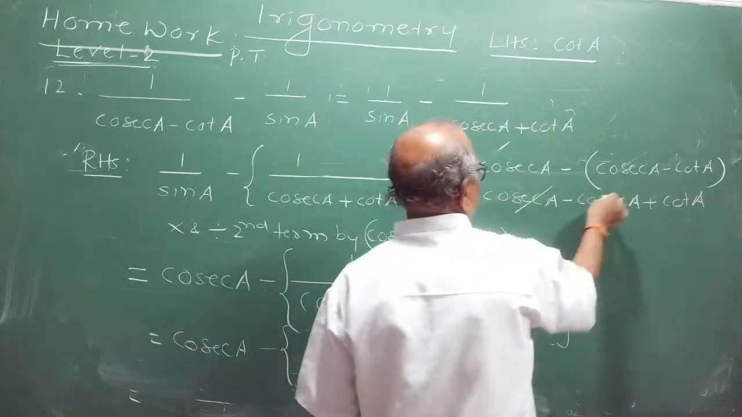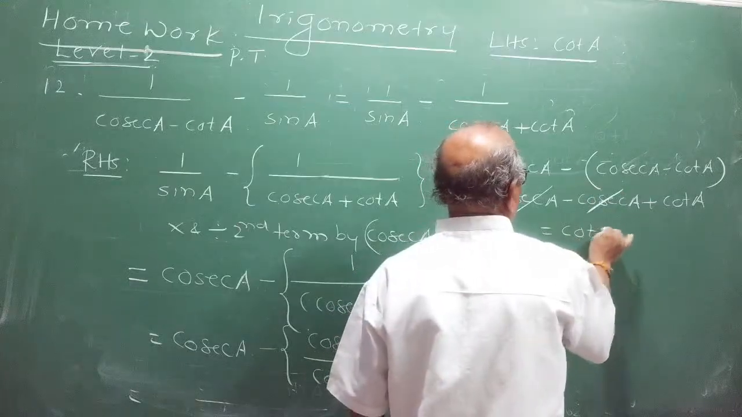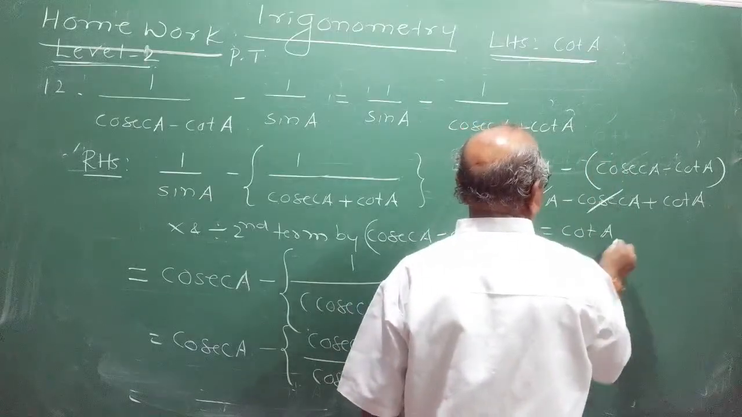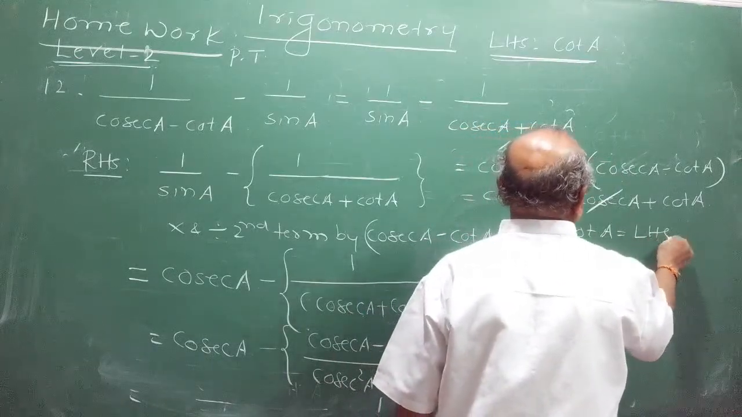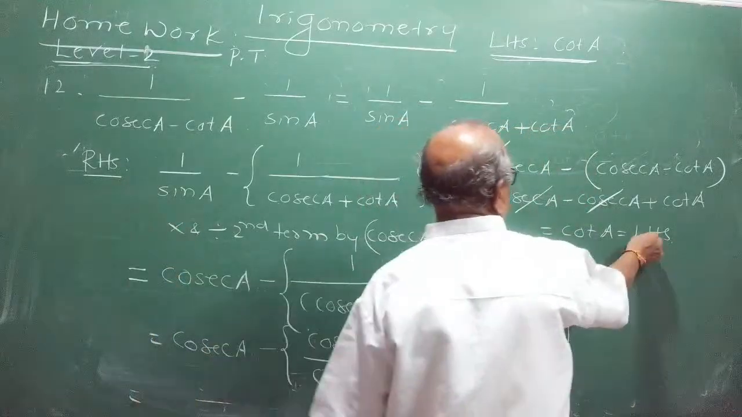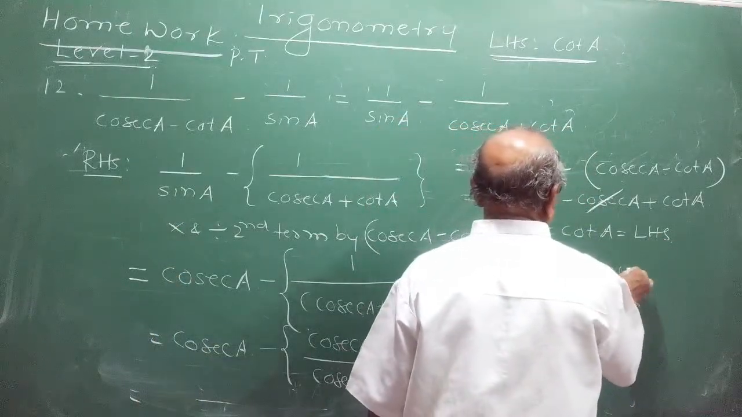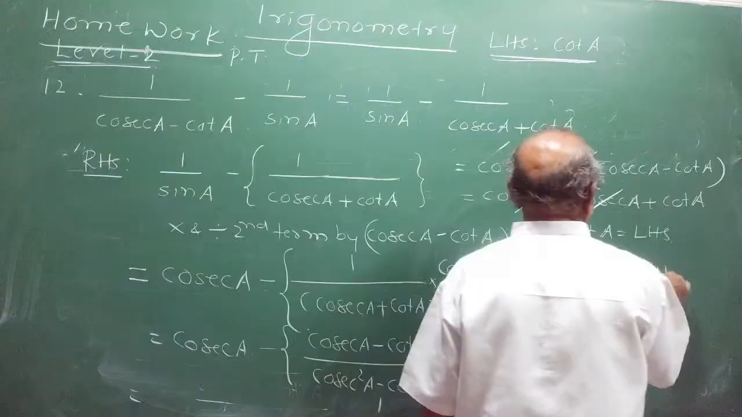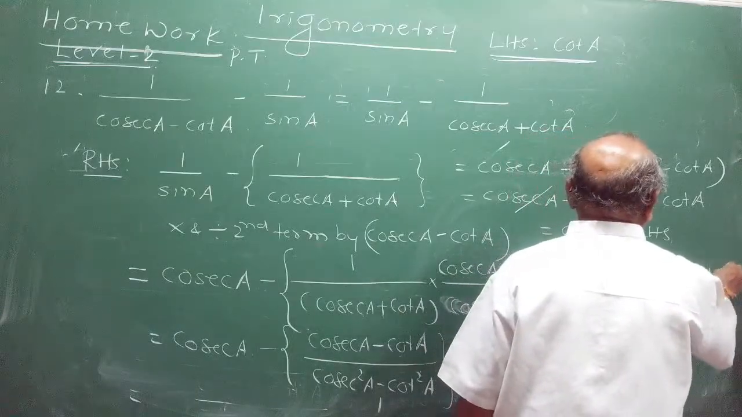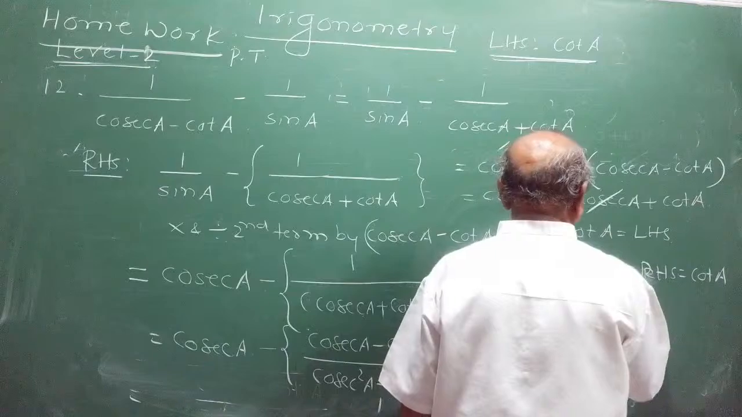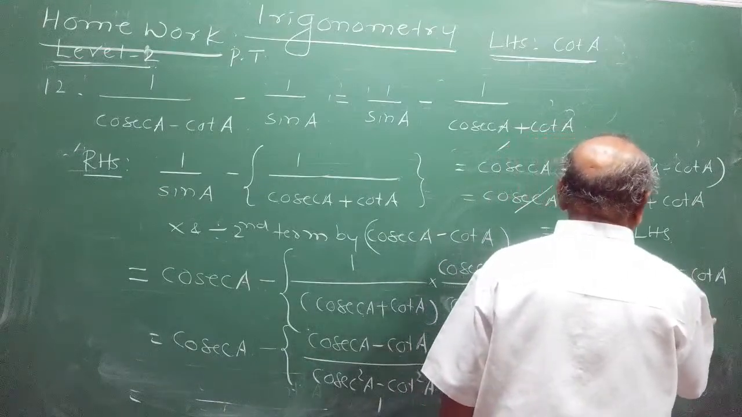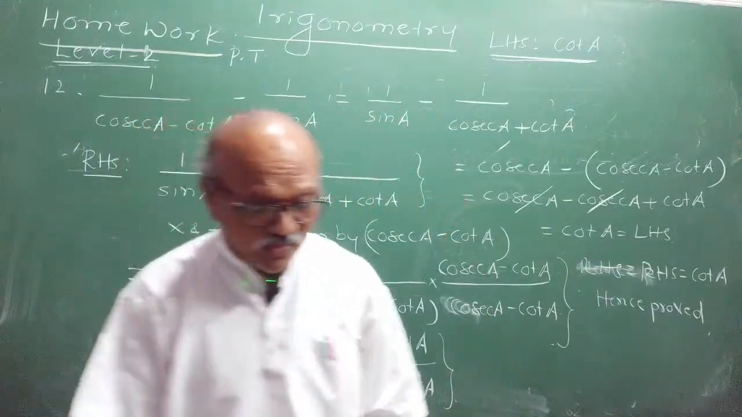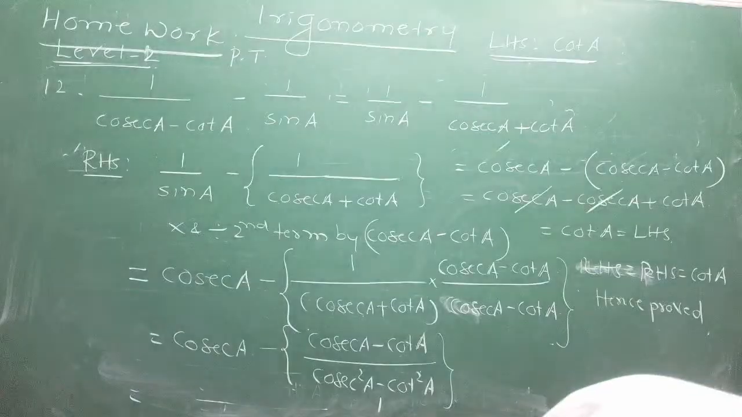Now observe, plus cosec A minus cosec A cancels. You will get cot A. What was our LHS? Cot A. That is equal to what? LHS. Therefore, RHS you took and got LHS, hence proved. Therefore, LHS is equal to RHS is equal to cot A. Hence proved. So this is another approach to prove the trigonometric identities. Therefore, I have selected this problem. Observe carefully.